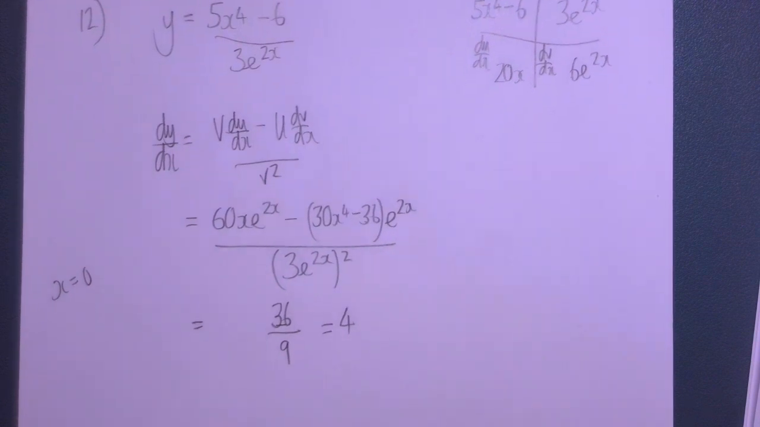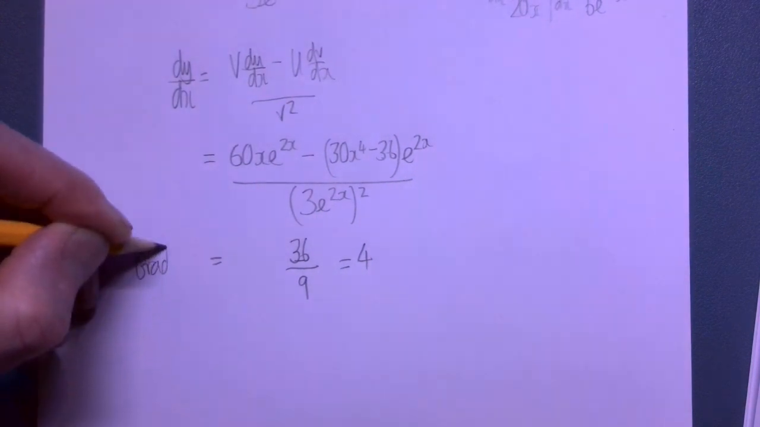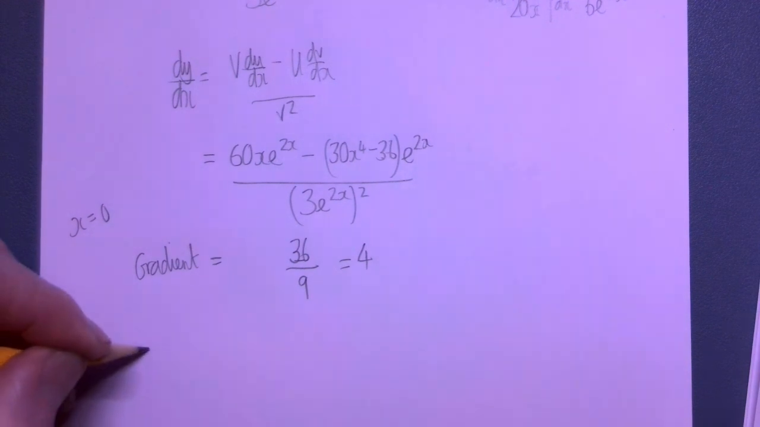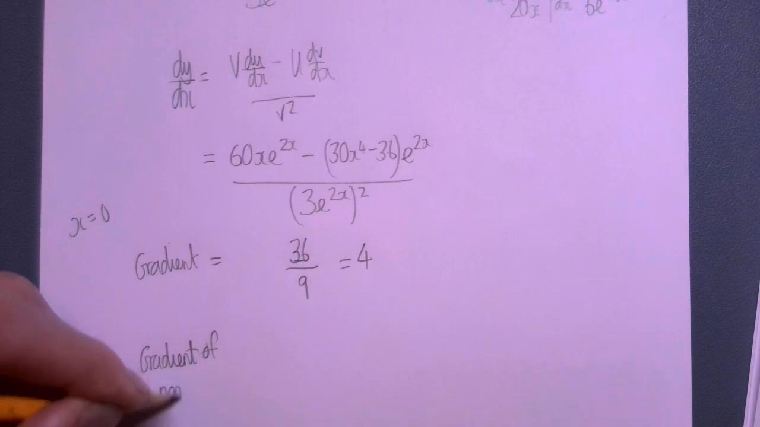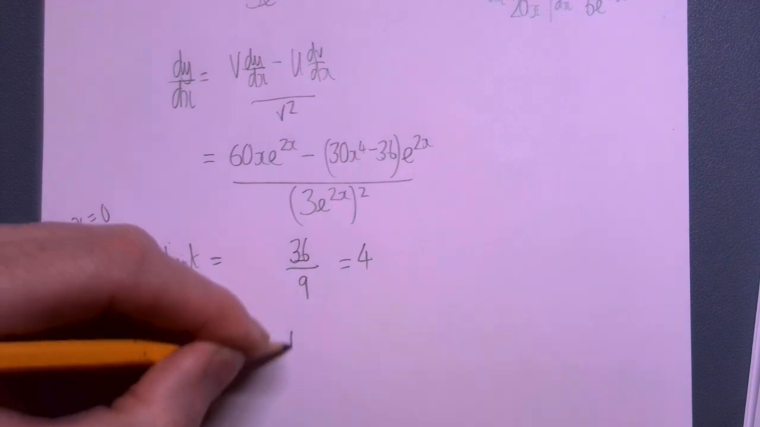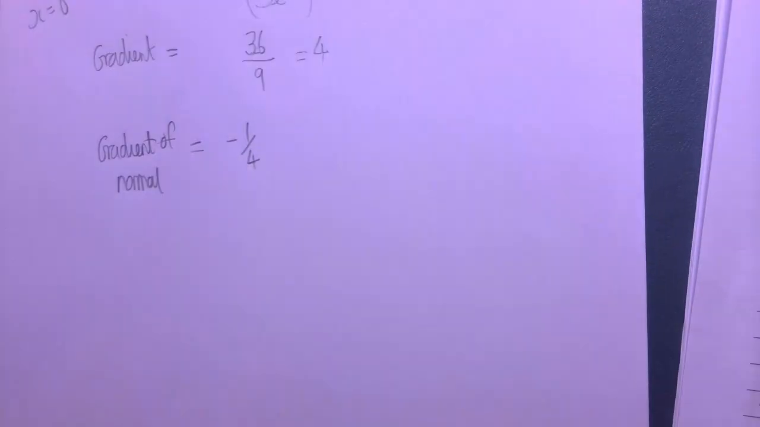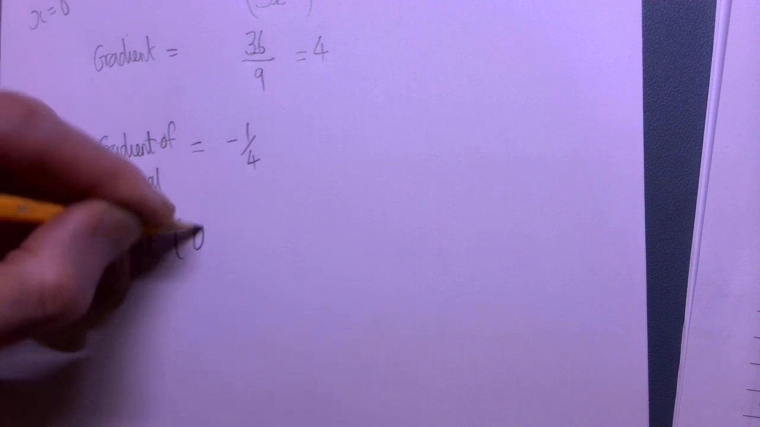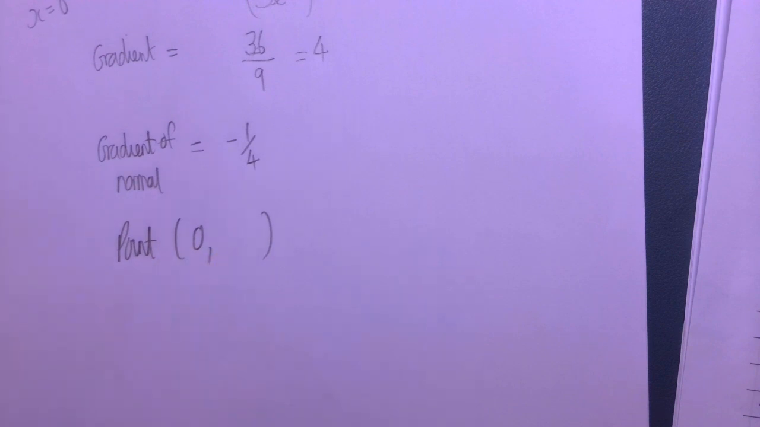This is finding the equation of the normal. So that's the gradient of the curve itself. That's the gradient of the tangent to the curve. So the gradient of the normal is going to be minus 1/4. And the other thing we need to work out an equation of a straight line is a point. And we know the point is when x is 0, so what I now need to do is to substitute 0 into the original function.